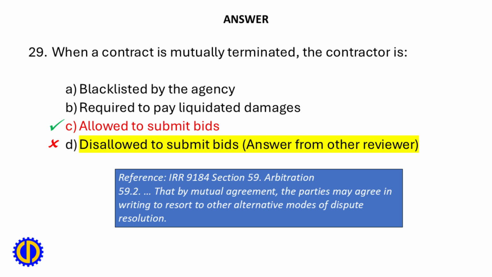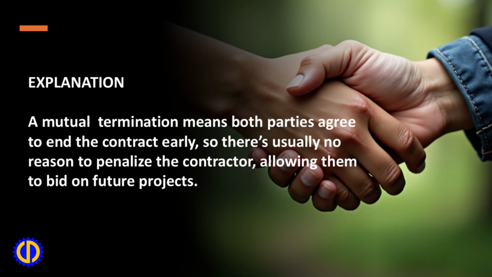IRR 9184 Section 59. Arbitration, 59.2. That by mutual agreement, the parties may agree in writing to resort to other alternative modes of dispute resolution. Explanation: a mutual termination means both parties agree to end the contract early, so there's usually no reason to penalize the contractor, allowing them to bid on future projects.